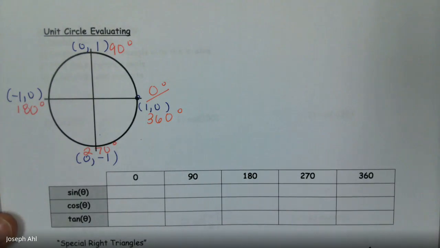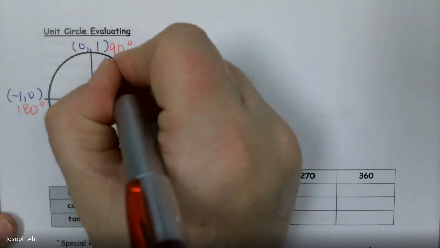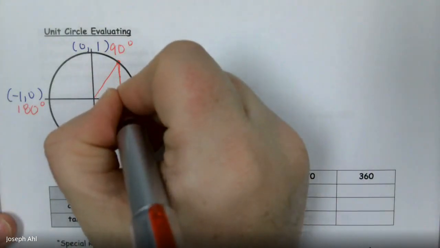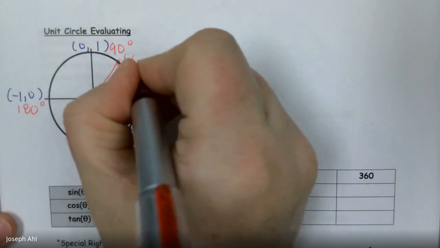So if you have your unit circle labeled the same way that I do here, I'm going to draw this triangle in. And when I draw that triangle in here, we're going to drop that height from any random point on the outside of the unit circle.